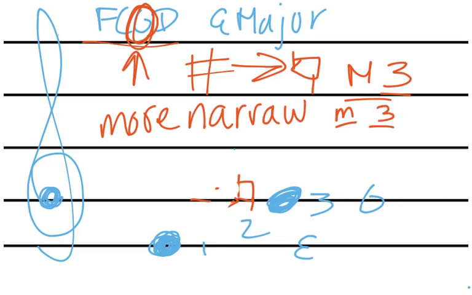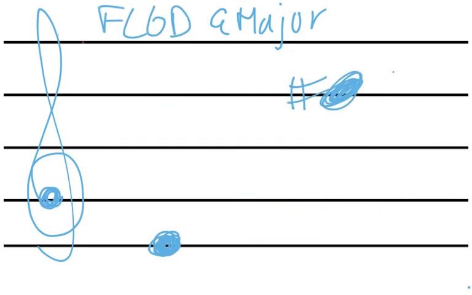And let's say theoretically, if we were to change this natural into a flat, it would make it even more narrow, so it would be a diminished third. Let's do another example with this bottom note. So we're still in the key of E major, and we still have 4 sharps.